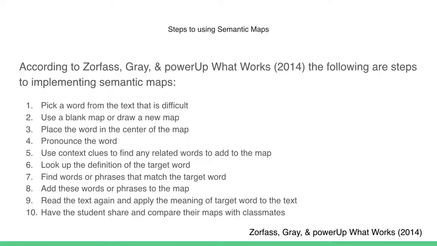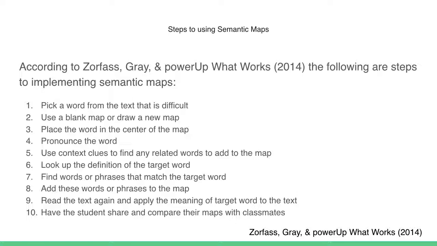So we can put those in the different subcategories. And then we want to read the text again, but have the child apply the new meaning to the word while they're reading the text. So the first time they read the text, they get to golden retriever and they're like, what the heck is that? Then we go through the map, we put it all together, and then we reread the text and say, golden retriever is a type of dog. Okay, I got it now.